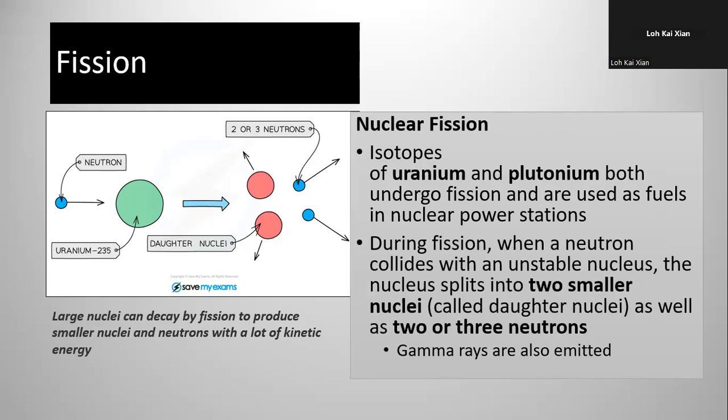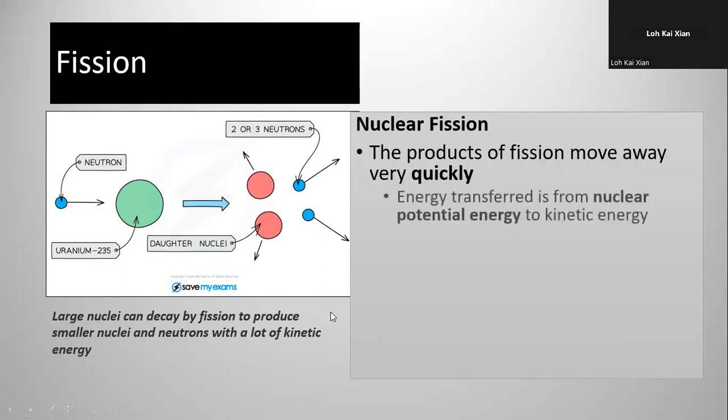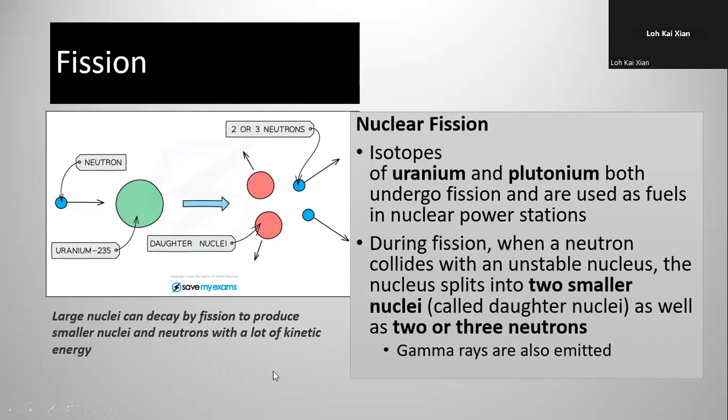During fission, a neutron collides with an unstable nucleus. The nucleus splits into two smaller nuclei, these 2 are smaller than this one, and we call them daughter nuclei, as well as 2 or 3 neutrons. It depends on what these 2 come out to be. And then gamma rays are also emitted.